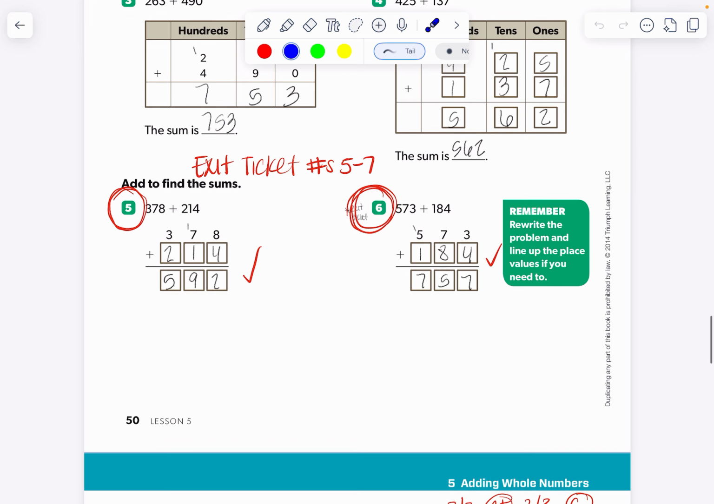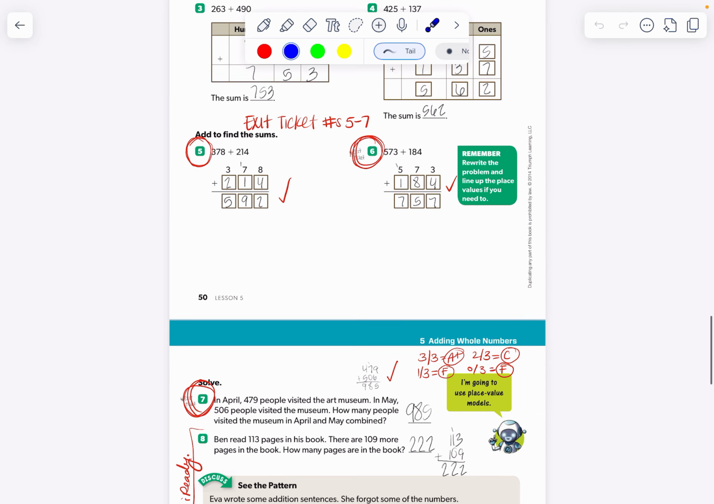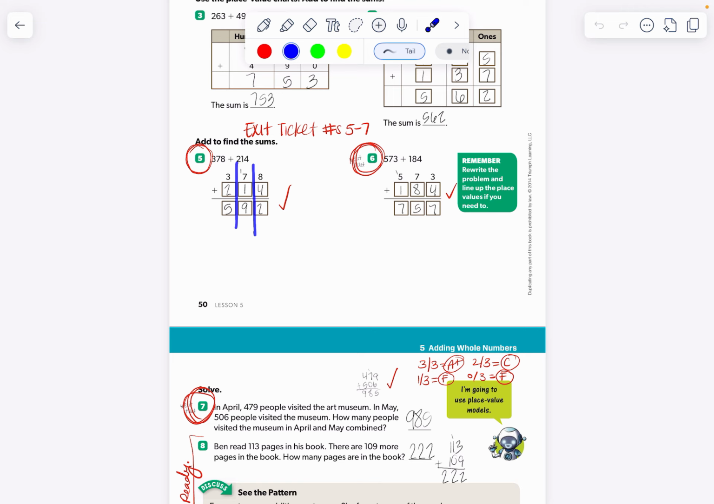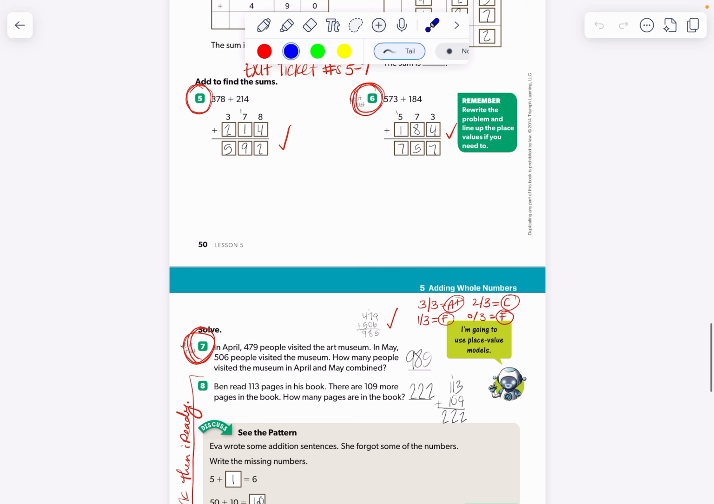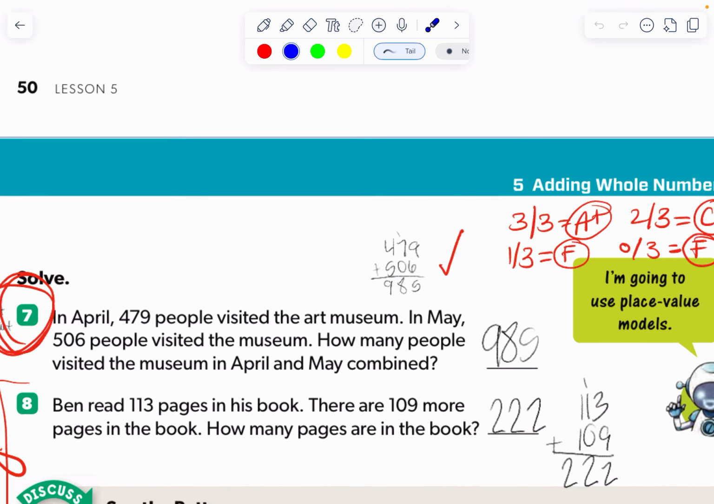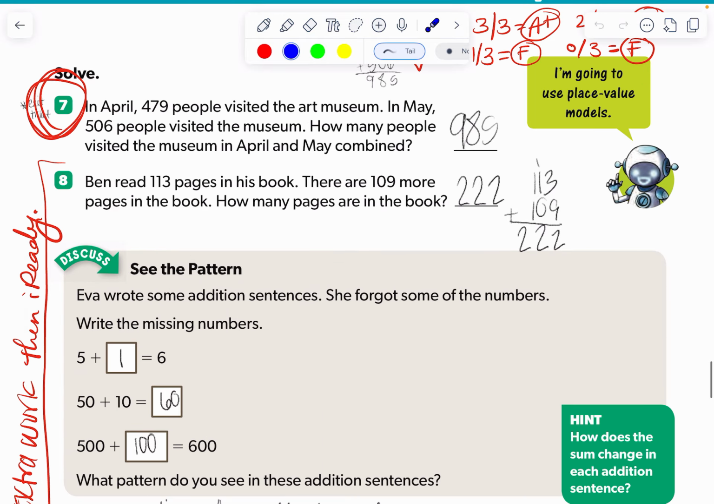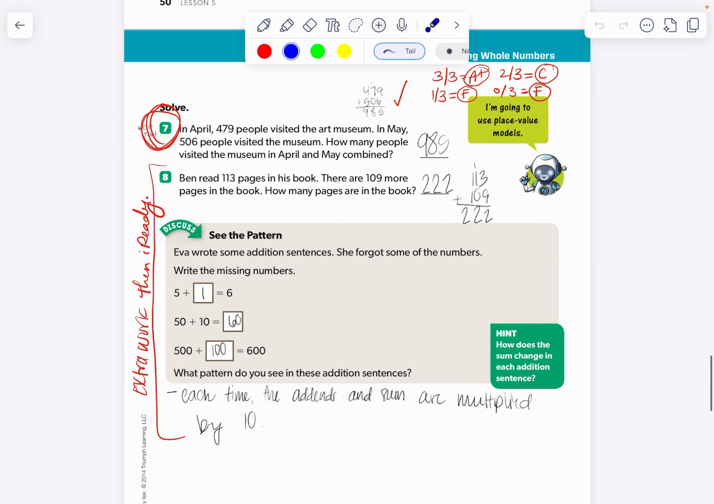And then the last part, which is their exit ticket, 3 questions where they are having to use the standard algorithm. For the first 2 questions, they line up or they create boxes to help students line up their digits. But then for question 7, students will have to rely on their own lining up of digits to ensure that they get the correct answer. And then if they have extra time, they can work on question 8 as well as this see the pattern question and then move on to iReady.